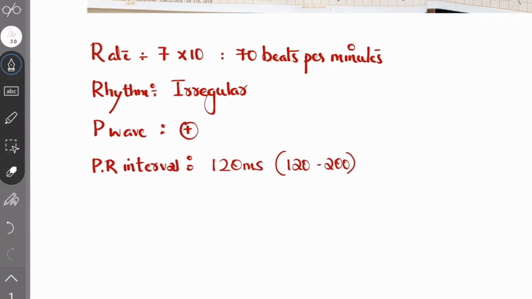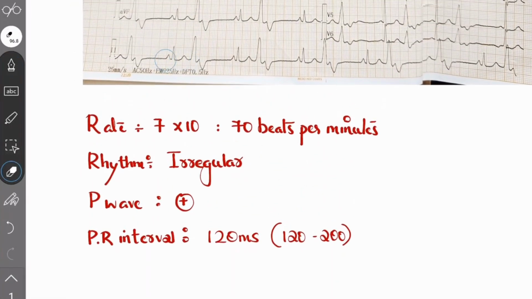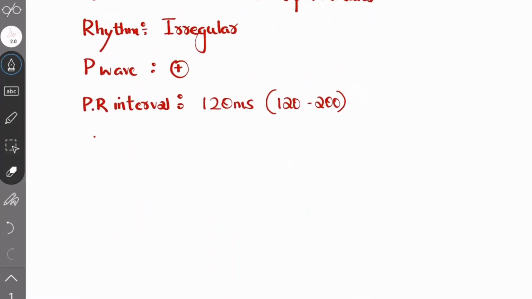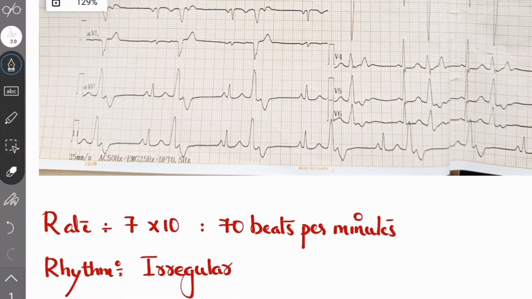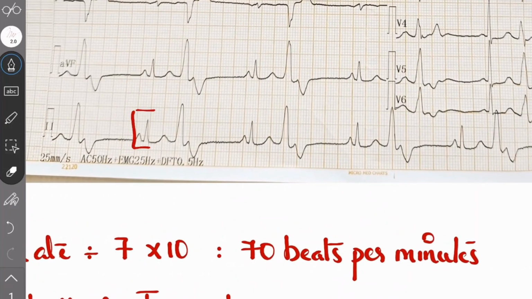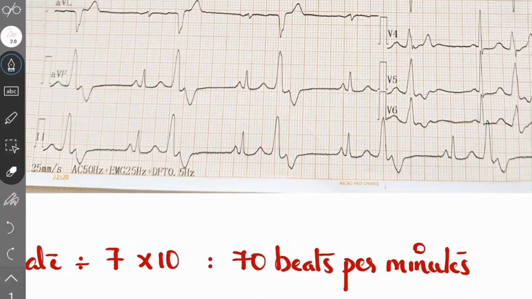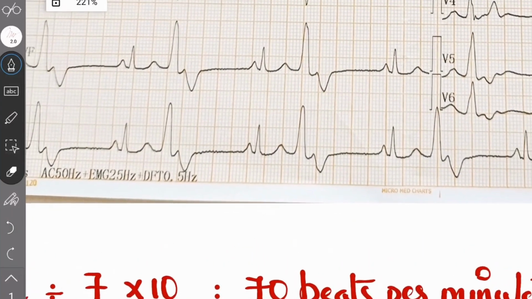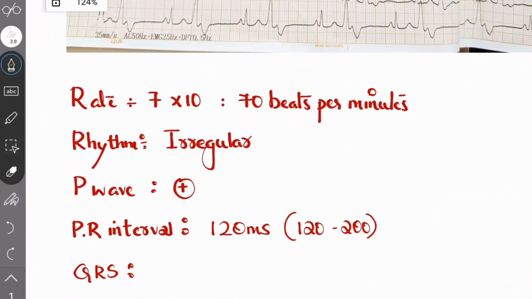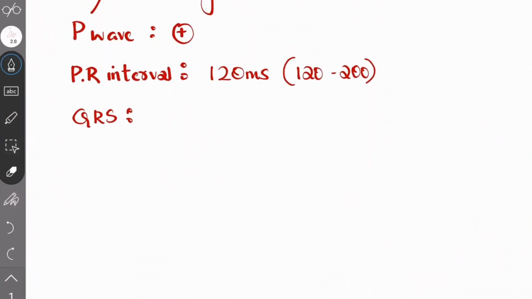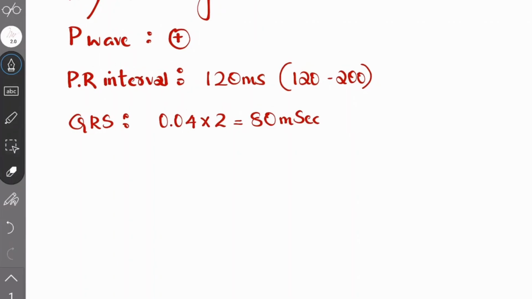Okay. So next we discuss the QRS complex. You see here the QRS complex. This is a normal sinus beat. In that you see the QRS complex is about 2 small boxes, that is 0.04 into 2, that is 80 milliseconds. So normally the QRS complex is less than 119 milliseconds.